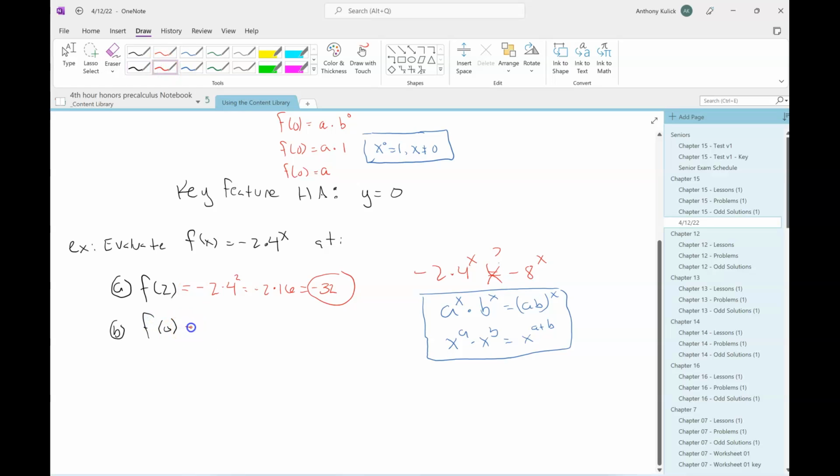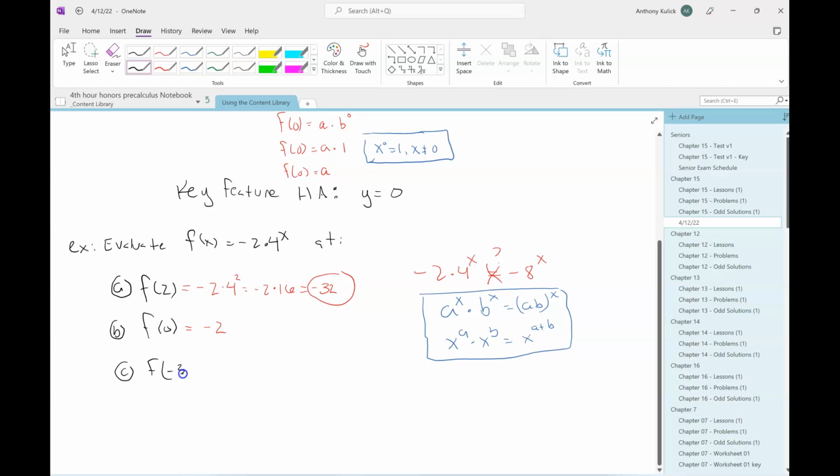What if I wanted to do f of 0? Fast! Negative 2. Great. How'd you do it so fast? Yeah, it's just the initial value, right? Cool. Very good.